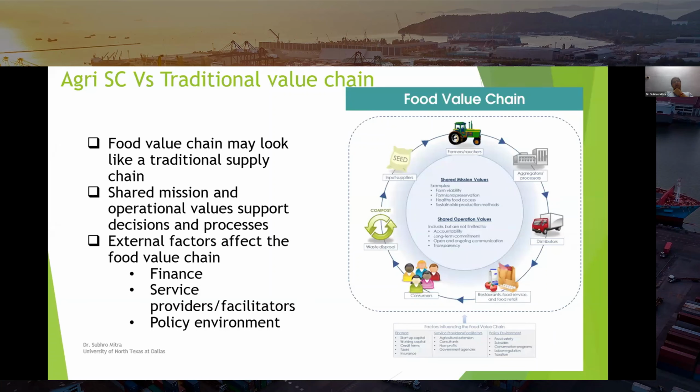The food value chain may look like a traditional supply chain, but it is quite different from a manufacturing supply chain. The shared mission and operational value support the decision process. Shared mission is difficult to achieve because they don't have that knowledge and often fail in collaborating with one another.